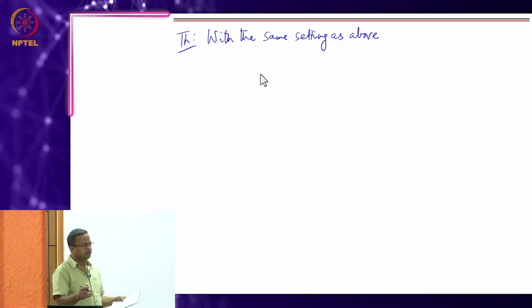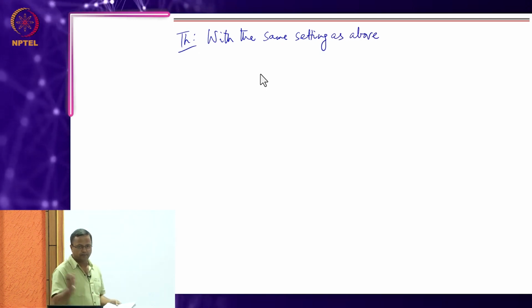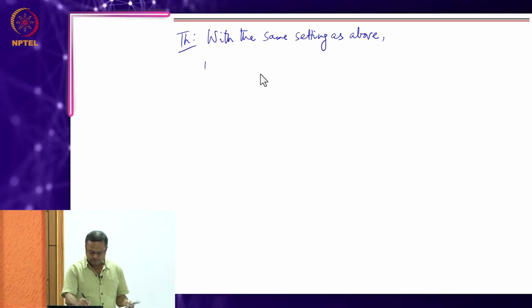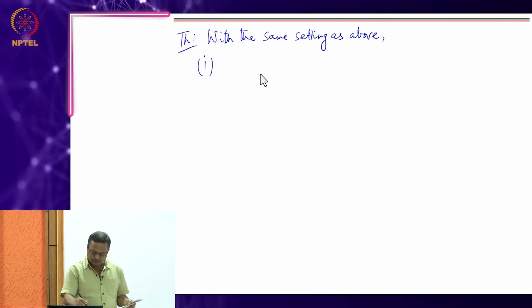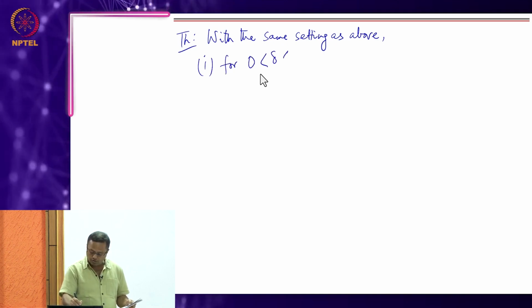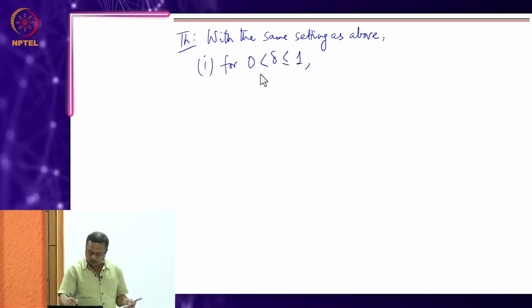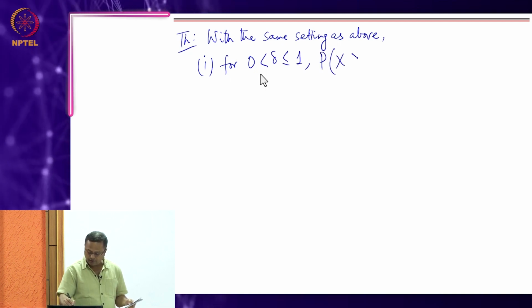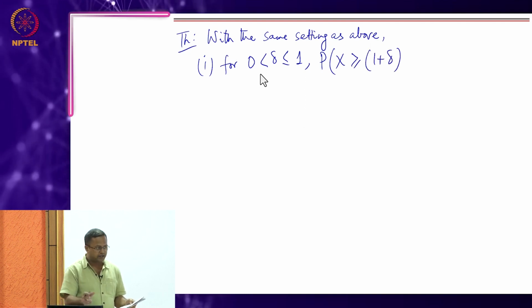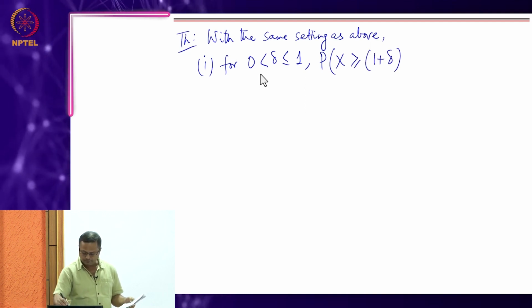Same setting, meaning n 0 1 independent Poisson trials. Prove that for 0 less than delta less than or equal to 1, probability X greater than or equal to... So, you are varying delta in particular ranges.